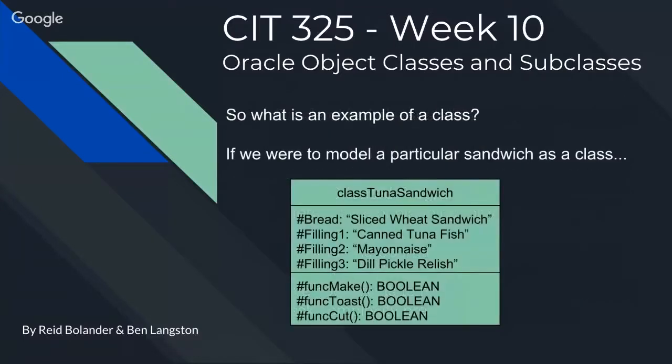So an example of a class, and this is a non-computer example, but let's say we wanted to model a particular kind of sandwich as a class. So here's class tuna sandwich. It has a few attributes or variables present. The bread, this is sliced wheat sandwich bread. Filling 1, 2, and 3: canned tuna fish, mayonnaise, dill pickle. And then we have some functions, and there's code behind these. So make a function makes the sandwich. Toast would toast it. Cut would cut it. I like my tuna sandwiches cut in a triangle. So it's different for this one than some other kind of sandwich.